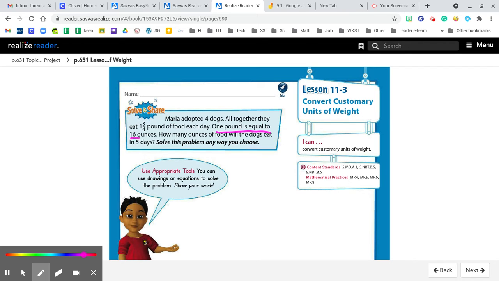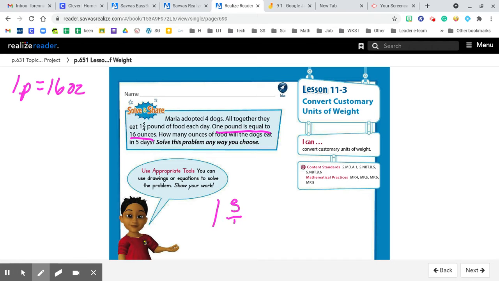1 pound is equal to 16 ounces. So 1 pound equals 16 ounces, and that's different than fluid ounces. That's a weight. How many ounces of food will the dogs eat in 5 days? So we're going to take 1 3/4 and multiply it by 5, and you can do repeated addition on that.